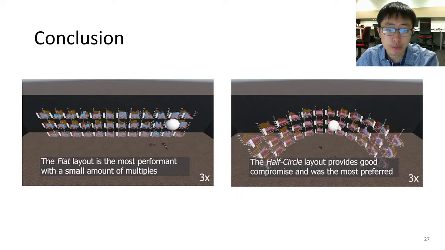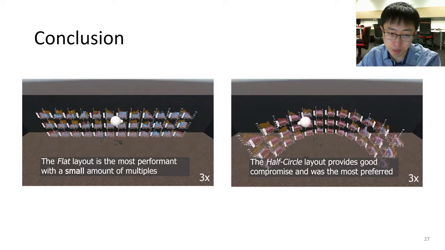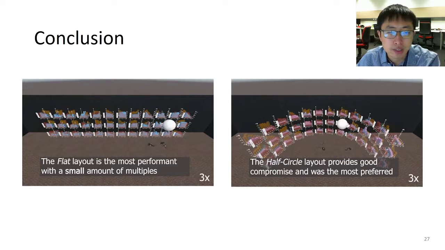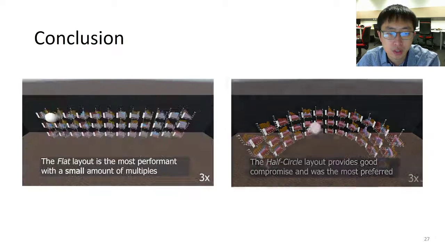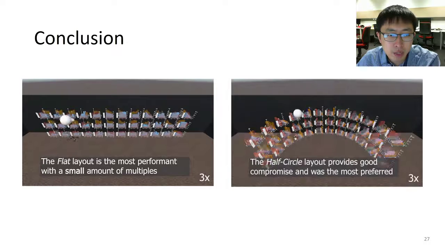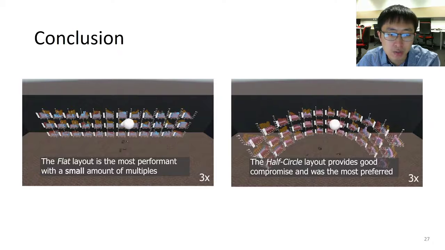Our user studies revealed that the performance of different layouts is dependent on the number of multiples displayed. With a small number, a flat layout is more performant, even if it is not the user's preferred one, due to the amount of walking required. With a significant increase in the number of small multiples, the difference in completion time was less noticeable. However, participants complained about disorientation with full circle and that it made locating a specific multiple difficult.